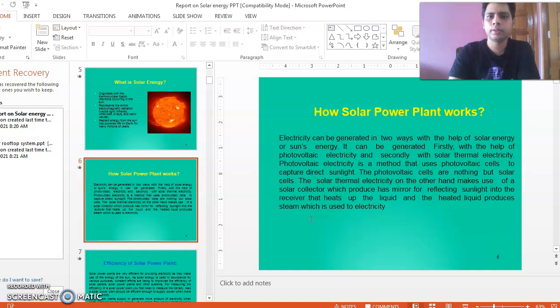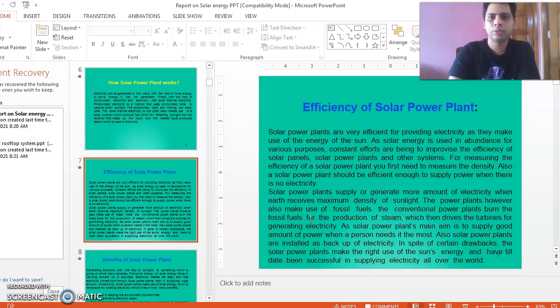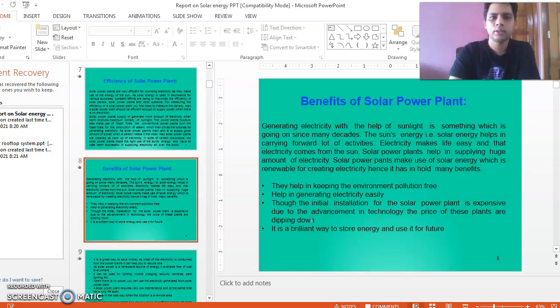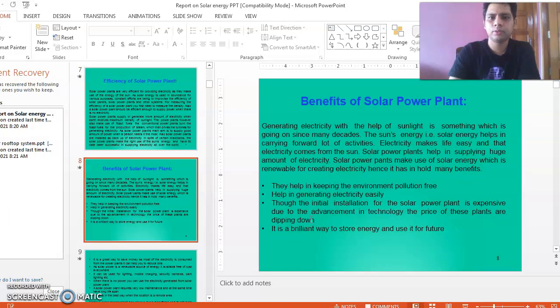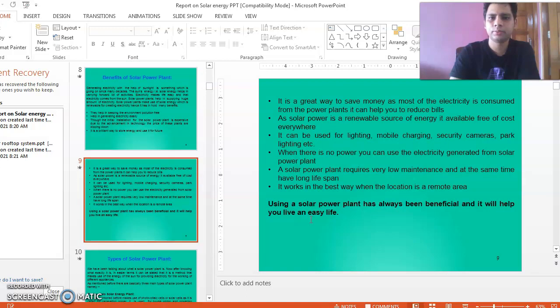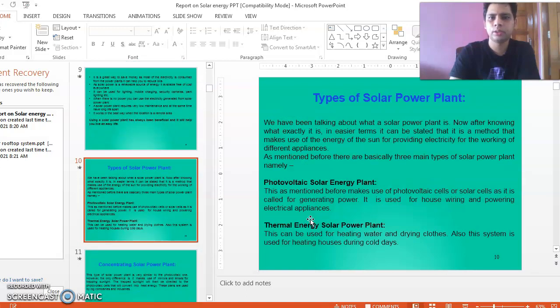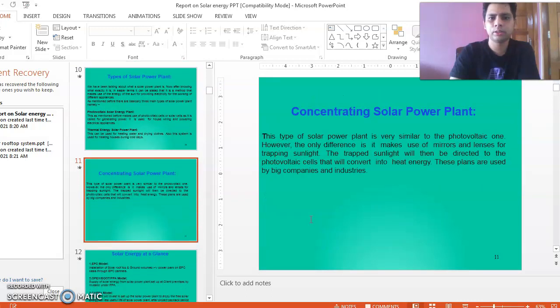How the solar power plant works, I have discussed with you. Efficiency of the solar power plant is the most important thing. Benefits of the solar power plant: it helps in generating electricity easily. It is a brilliant way to store energy and use it in future. Types of solar power plant: photovoltaic solar energy plant, thermal energy solar power plant, concentrating solar power plant.